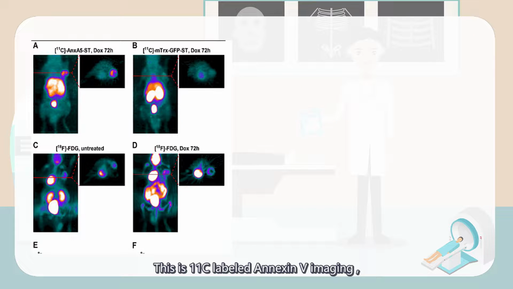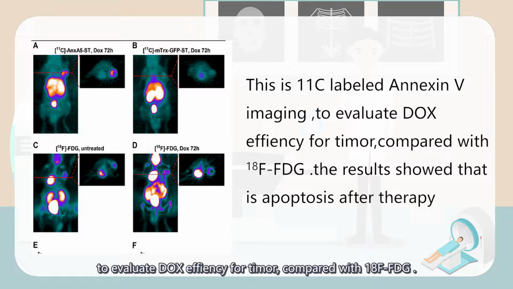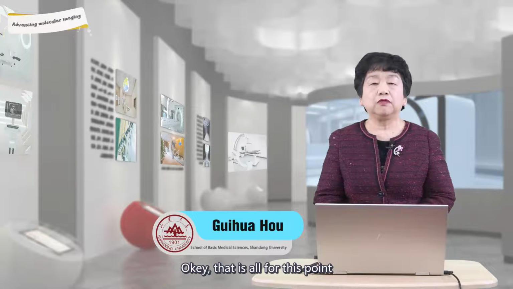This is a carbon-11 labeled annexin 5 imaging to evaluate DOX, this anti-cancer drug efficiency, compared with F18 labeled FDG. The result showed there is apoptosis after drug therapy. So, okay, that's all for this part.